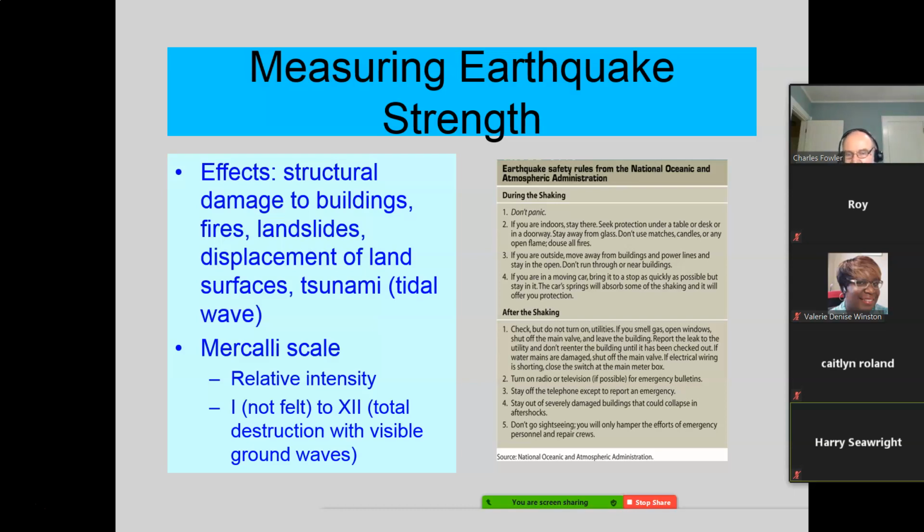Go to a radio if you have one that's battery operated. If it's electrically operated and the power's off, you aren't going to get it. Radio or television are only good if you can get to them. And listen out for emergency bulletins. There may be aftershocks, there may be an emergency somewhere in your area you want to stay away from. Stay off the telephone except to report emergencies like the fire, the gas smell, those kinds of things.